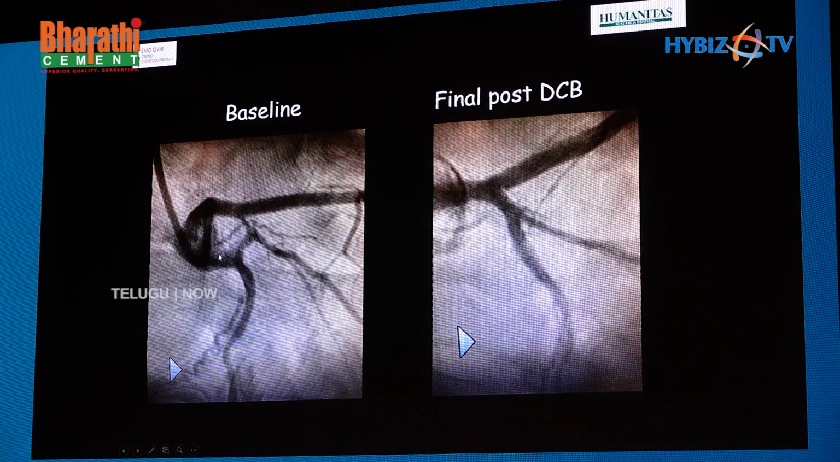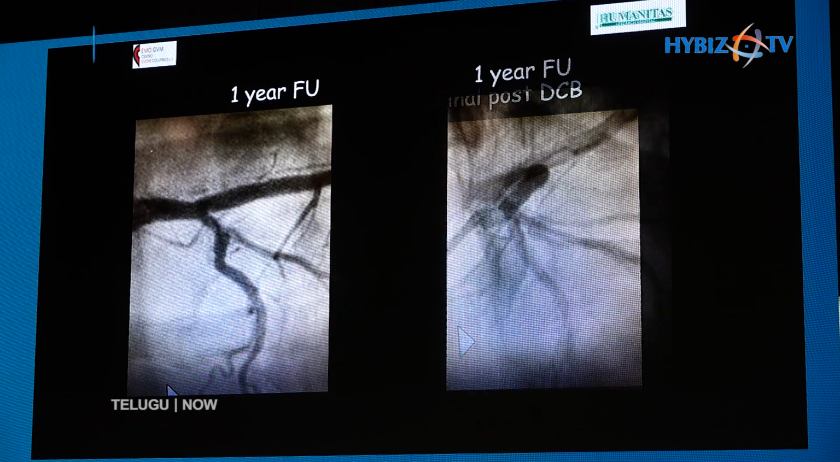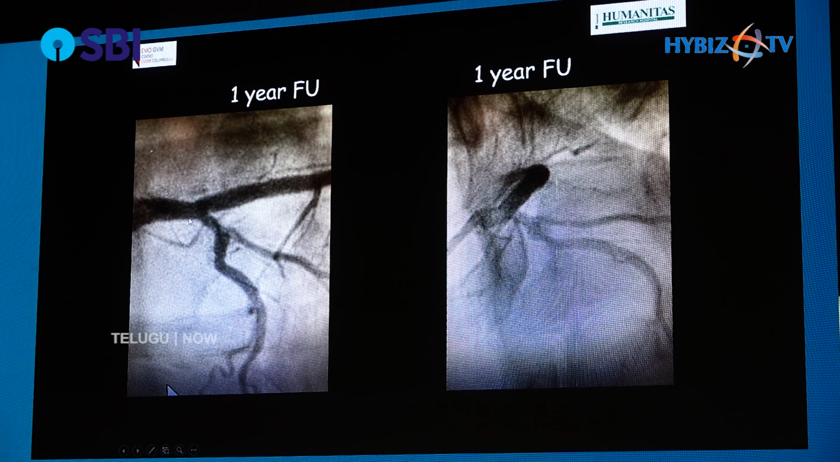This is a typical case, which is a real pain in the neck, isolated disease of the circumflex. You place a stent at the ostium, there is some protrusion, long-term result is very unpredictable. In this case, we did balloon dilatation, no stent, a final drug-coated balloon. This is a 1-year result. There is some late loss, but it's very minimal, and the lumen is maintained. So this is what I call a more modern way to approach a side branch disease.